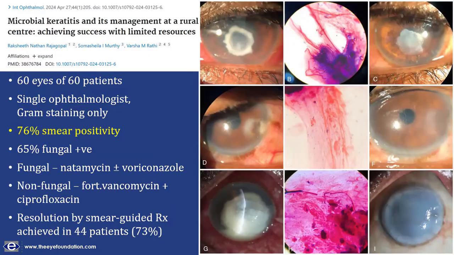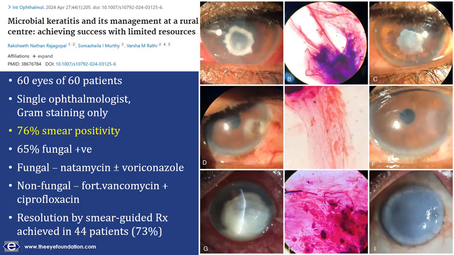And this is a study that I was involved in, where we recruited 60 consecutive patients over an 8-month period, where only gram staining was performed. Why only gram staining? I was personally more comfortable viewing these organisms under gram stain, and that was a stain that I used. We had a 76% smear positivity rate, with the predominant organism being fungal. So the fungal cases all received natamycin. A few of them also received topical voriconazole. The patients who did not have fungal filaments on the smear received fortified vancomycin.